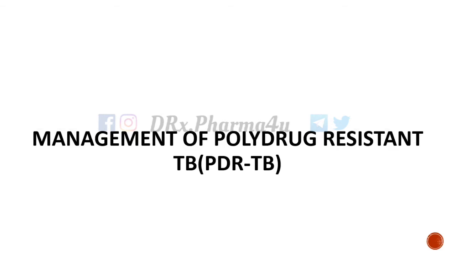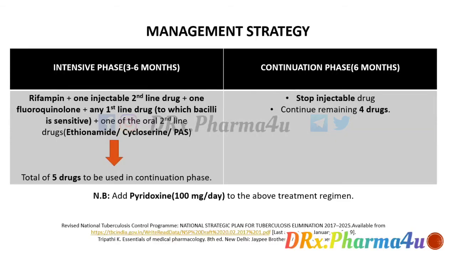If it is polydrug resistant TB, the intensive phase is of 3 to 6 months and the continuation phase is of 6 months. Again, this is a treatment strategy of 9 to 12 months. Rifampin plus 1 injectable second line drug plus 1 fluoroquinolone plus any 1 first line drug to which the bacilli is sensitive plus 1 of the oral second line drugs. That is, it can be either ethionamide, cycloserine or para-aminosalicylic acid. So a total of 5 drugs should be used in the intensive phase. I am sorry, it is written continuation phase, but I meant it as intensive phase.